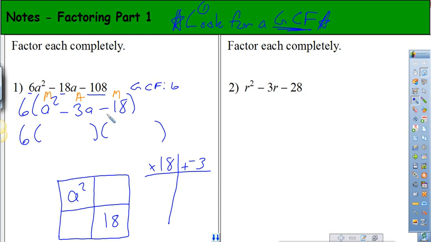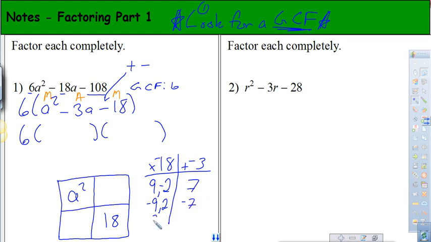Alright, so because of this being a negative, we know that two numbers need to multiply to give you a negative 18. That means that one of them is going to be positive and one of them is going to be negative. So our options become 9 and 2, with one being negative, but 9 plus negative 2 is 7, and this guy's negative 7, so that's no good.